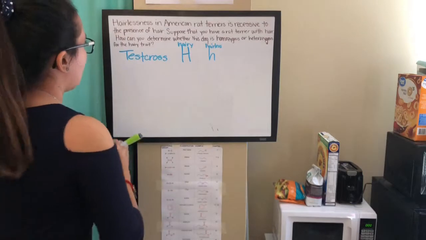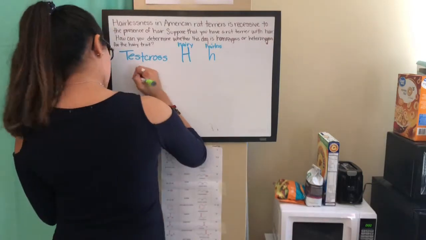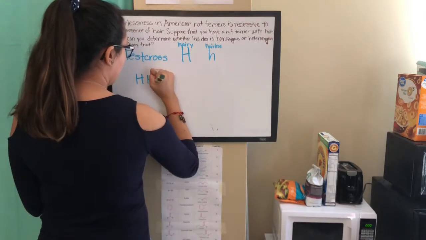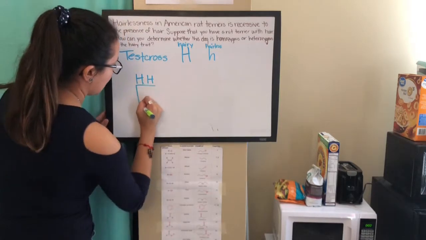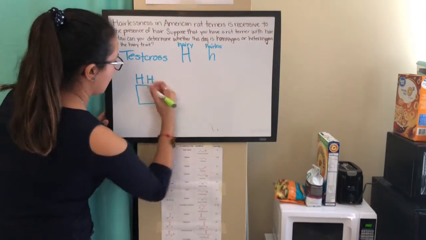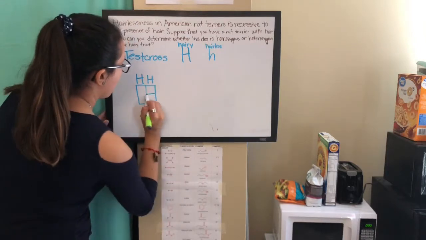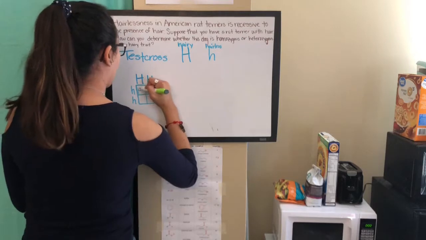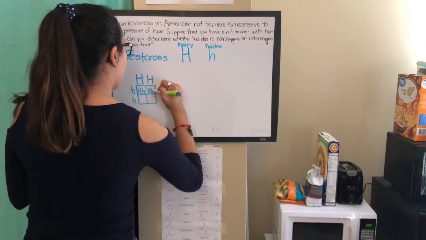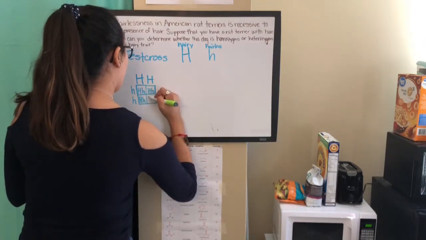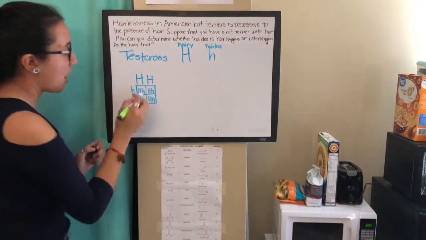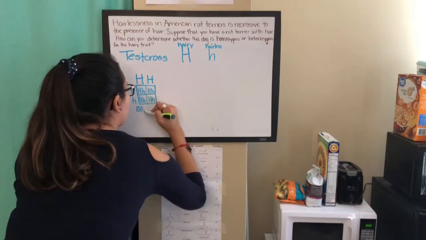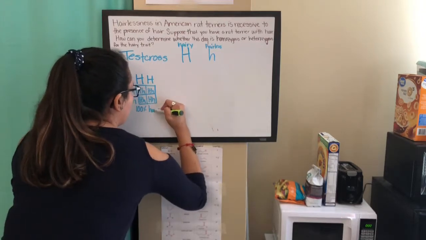What we want to do now is see, we're going to take the homozygous dominant and cross it with a homozygous recessive. This is our first test cross. And we'll see that if our parent is homozygous dominant, then we will have 100% hairy offspring.